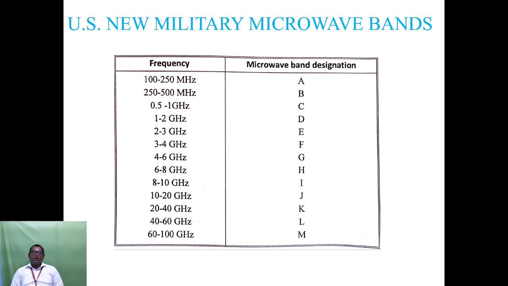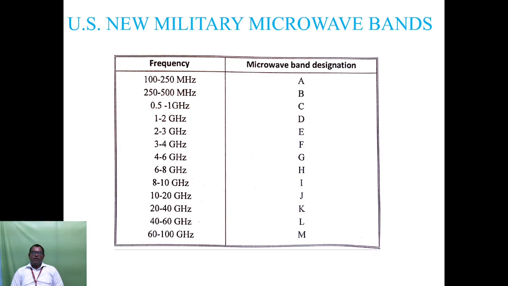0.1 gigahertz to 1 gigahertz is called C band. 1 to 2 gigahertz is D band. 2 to 3 gigahertz is E band. 3 to 4 gigahertz is F band. 4 to 6 gigahertz is G band. 6 to 8 gigahertz is H band.